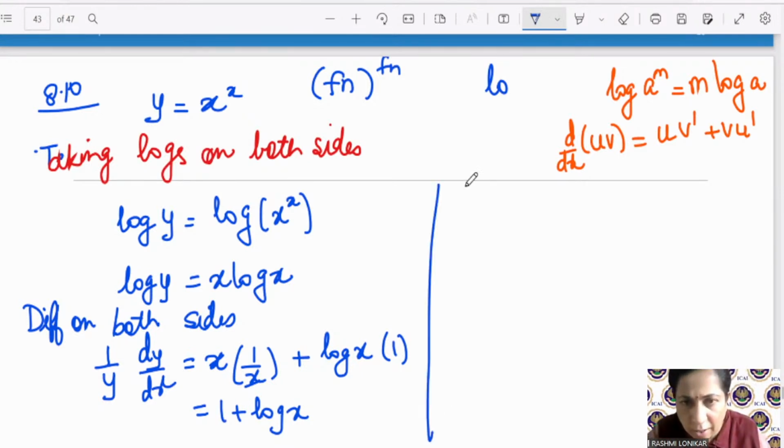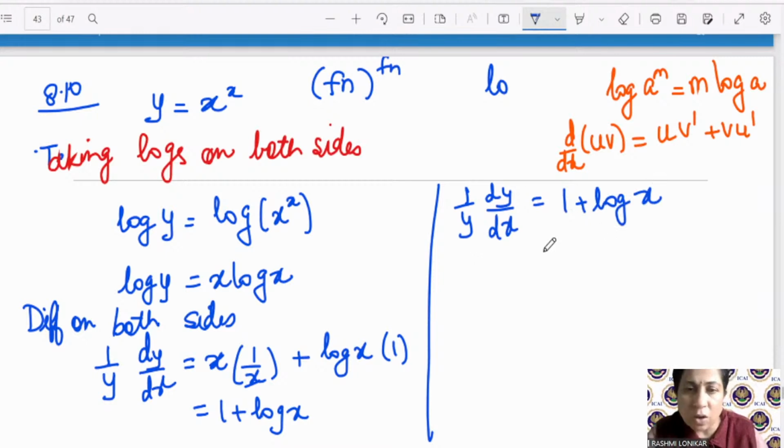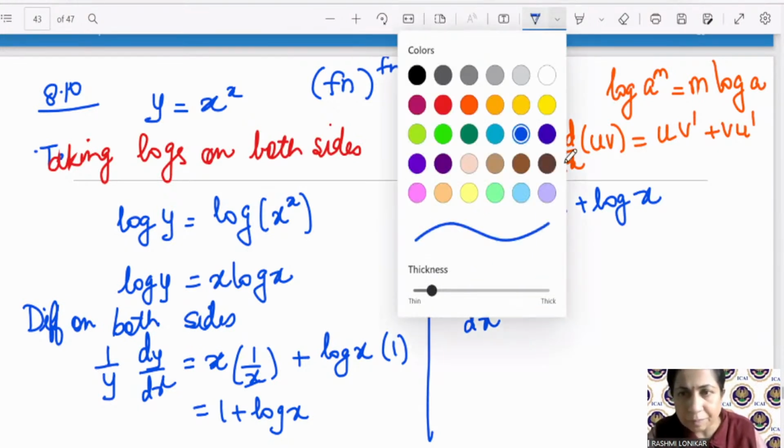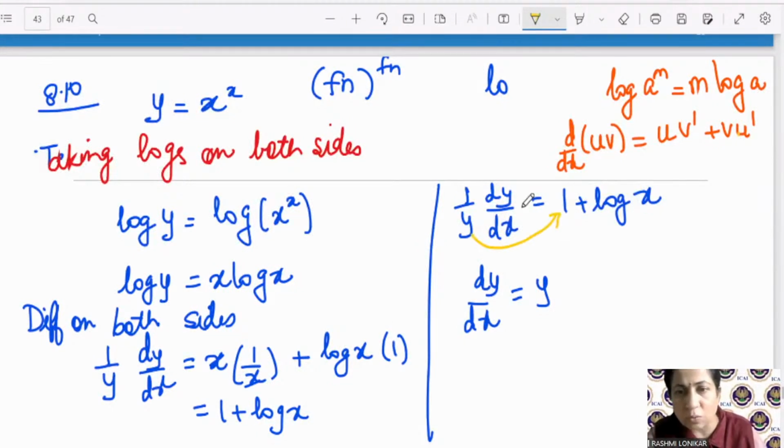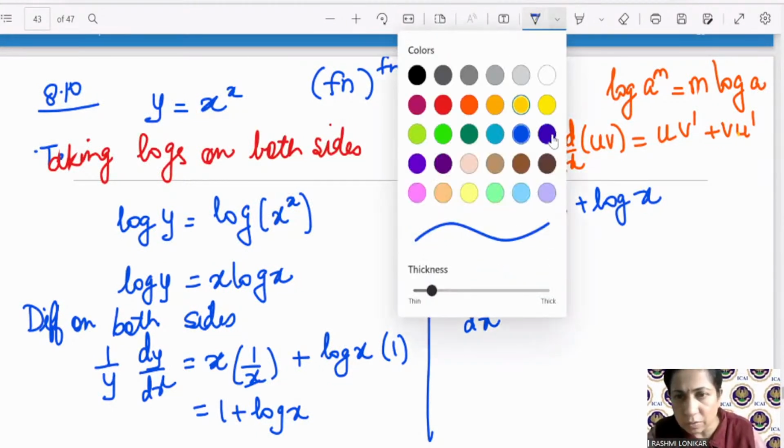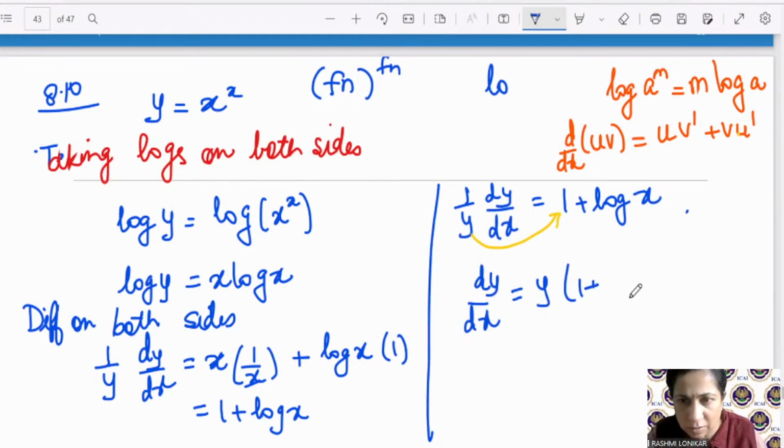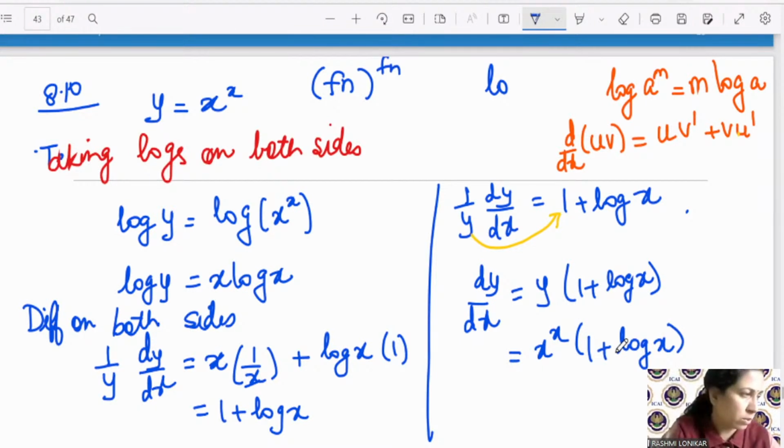So I have 1 upon y dy by dx equal to 1 plus log x. I want to find dy by dx, right? Cross multiply, I take this y to this side. So dy by dx is equal to y into 1 plus log x. What is now the value of y? y is x raised to x, it's given to me. So this is equal to x raised to x into 1 plus log x. Have you understood this sum?